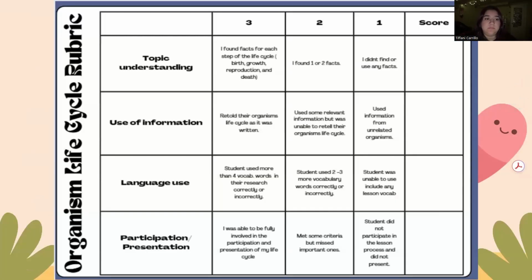And then here we included our rubric that we will use when grading our students in both levels that we focused on. We labeled it the organism life cycle rubric. This way it's specific and we know exactly what we're trying to grade. We focus on topic understanding, use of the information, language use, and participation in presentation. This way students are able to get graded on every single step that they do through the lesson, not just one part of it.